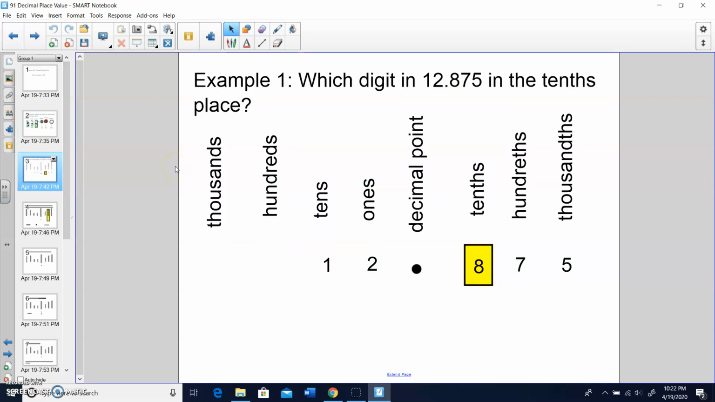Okay, we're going to keep going. Example 1, which digit in 12 and 875 thousandths is in the tenths place? So here I have a place value chart. You can see thousands, hundreds, tens, and ones on this side of the decimal point. Here's my decimal, and then we have tenths, hundredths, and thousandths. So if I'm looking at this number again, here's my decimal point, and then one space over is the tenths place, which, what number do we see in that tenths place? The 8. So we have 8 tenths.